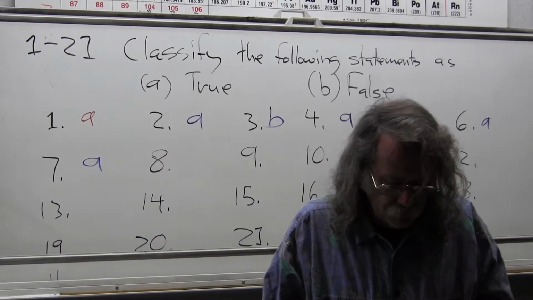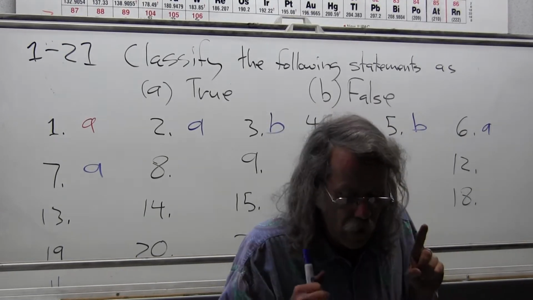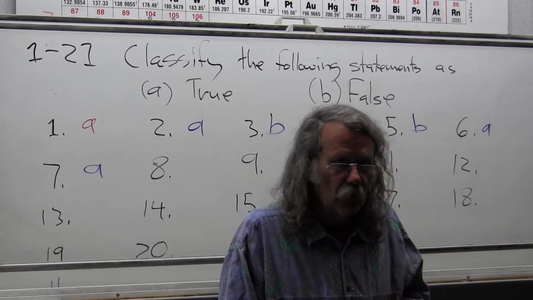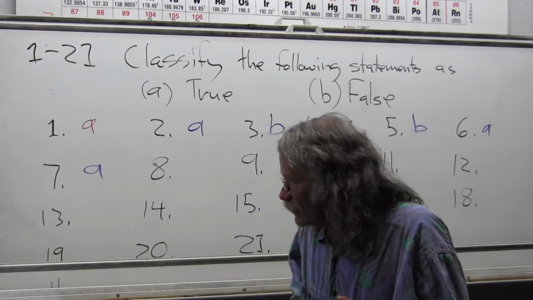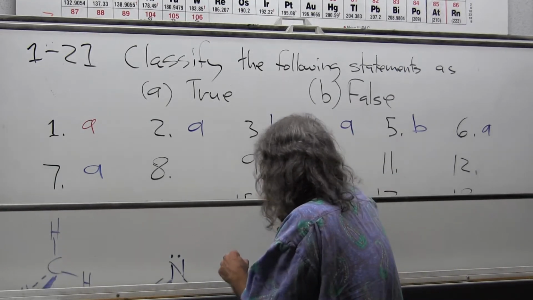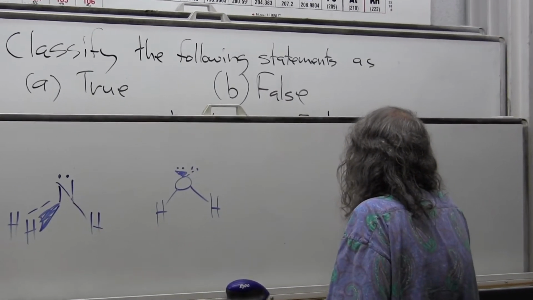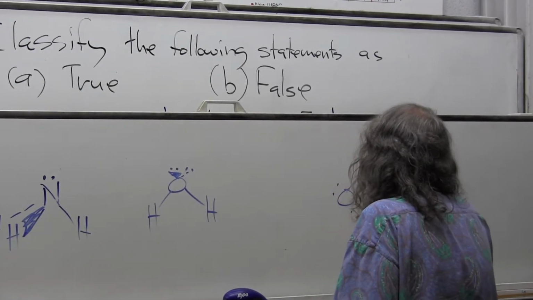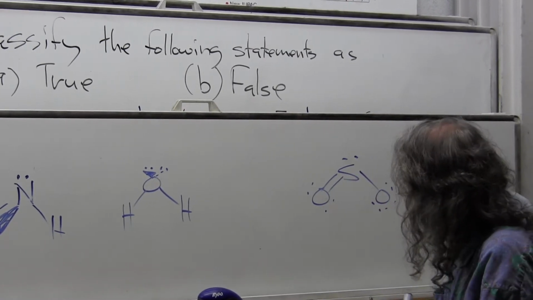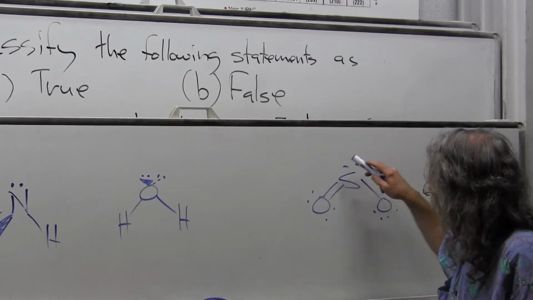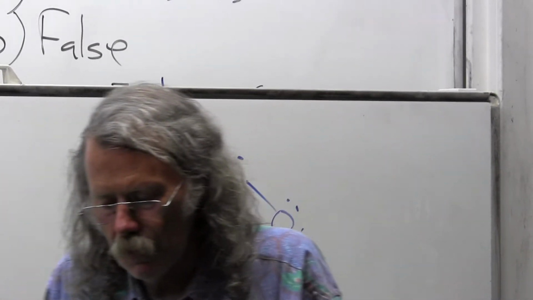Now, number 8. A double bond is treated as one electron pair when determining the electron pair geometry. And that is true. The reason for it being, for example, let's take a molecule that has a double bond. I'll take one of the resonance forms of sulfur trioxide.